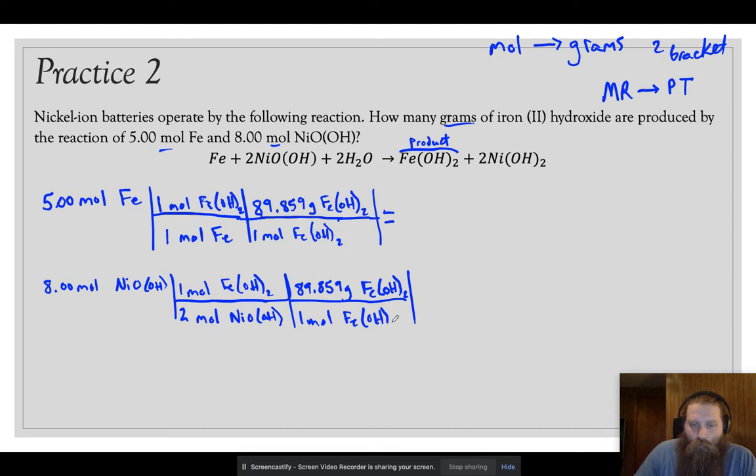All right. So in the first one, I have 5 times 89.859. That's all we have going on. So we could make 449.295 grams of our product. At the bottom, we have 8 divided by 2, so 4 times 89.859. And it should be pretty obvious that this one's going to make less because 4 times 89 is less than 5 times 89, right? So 359.436 grams of Fe(OH)2.